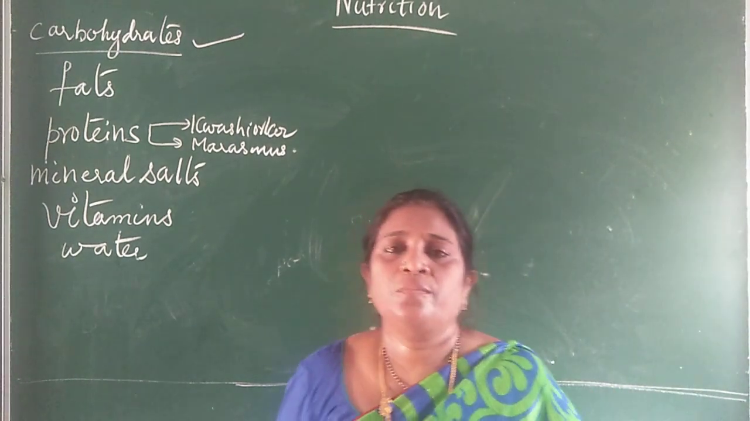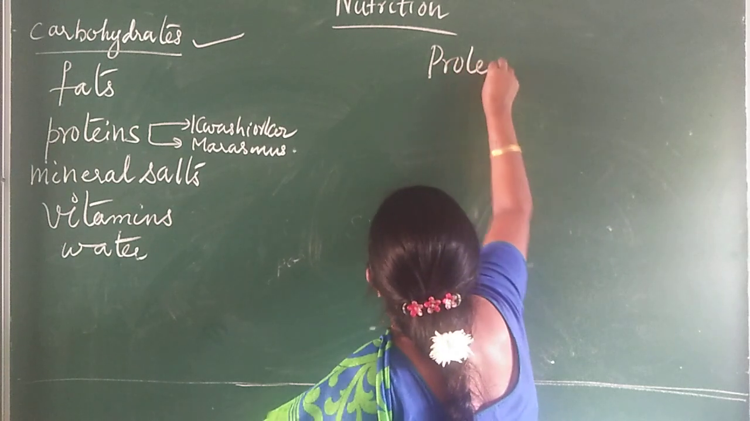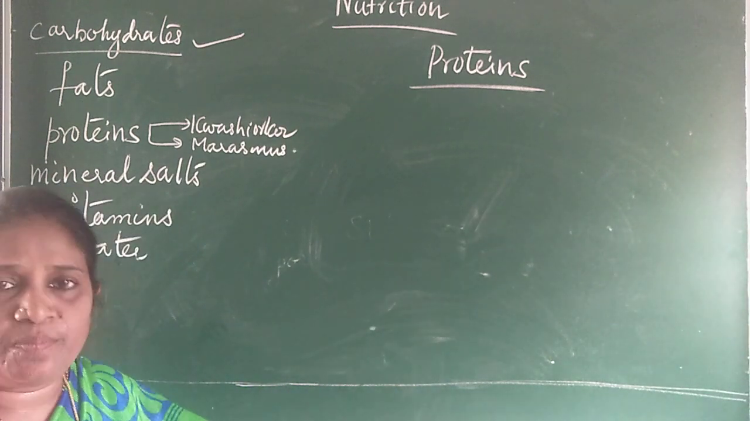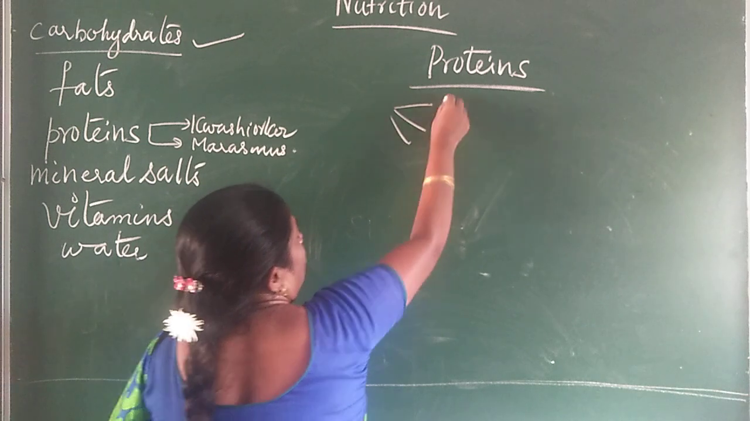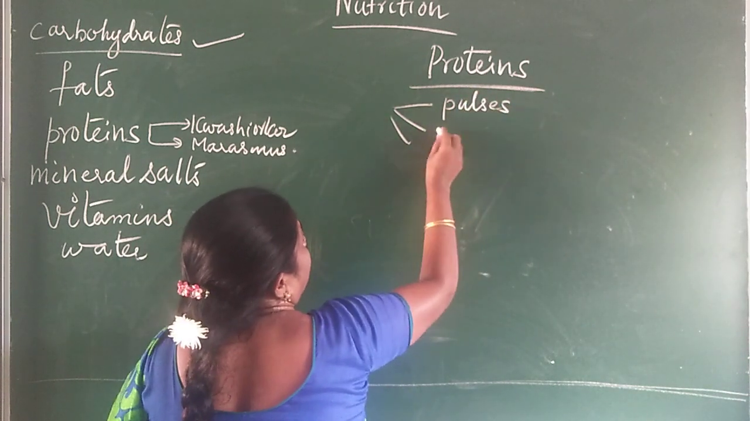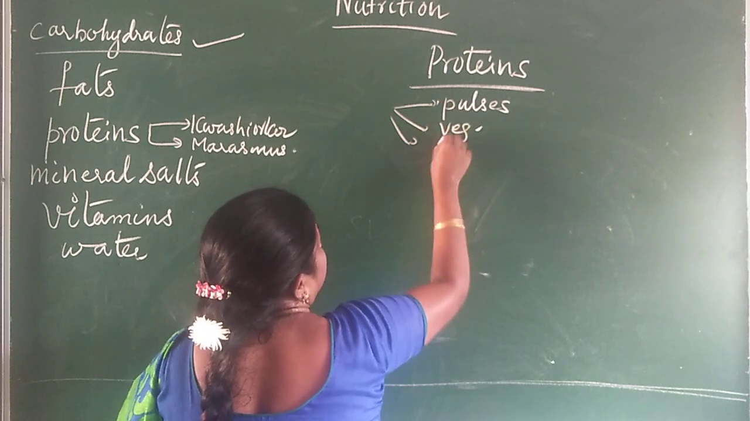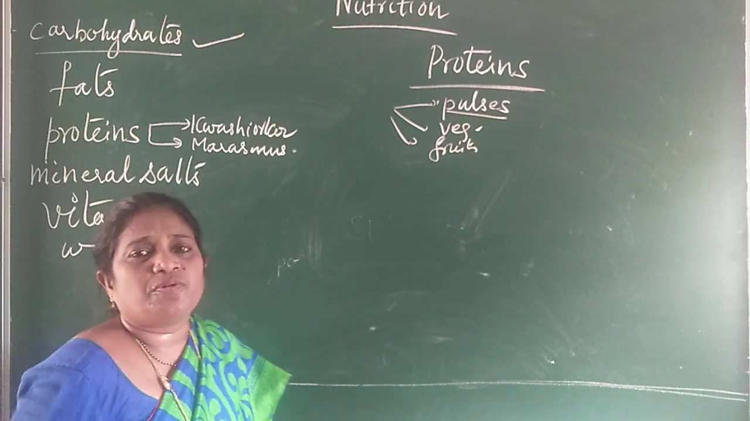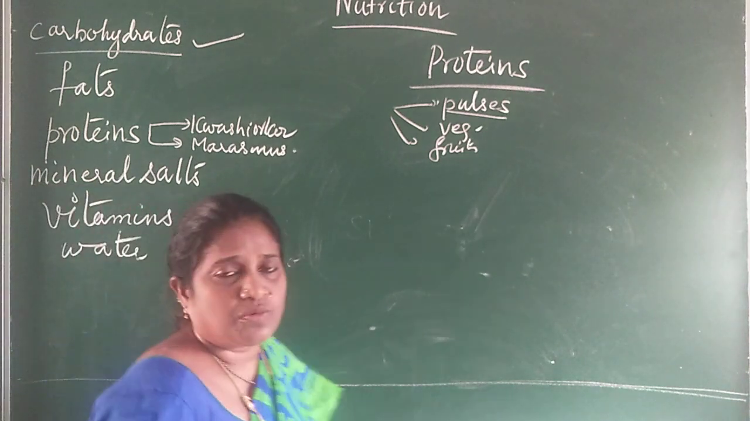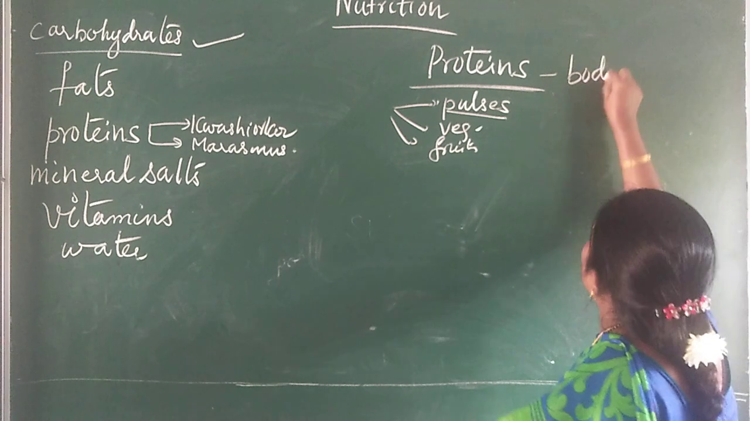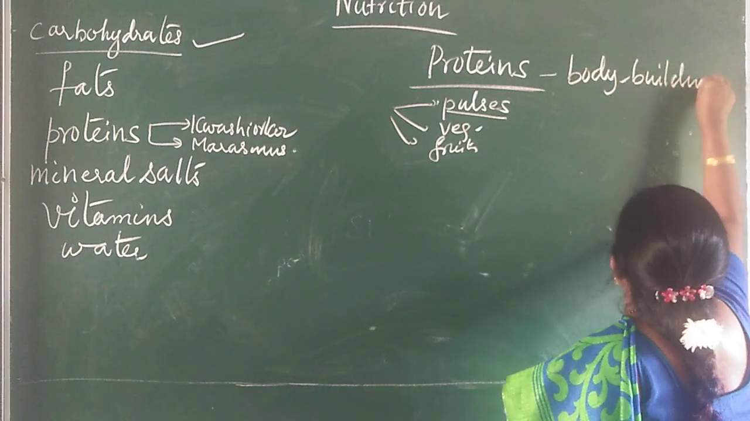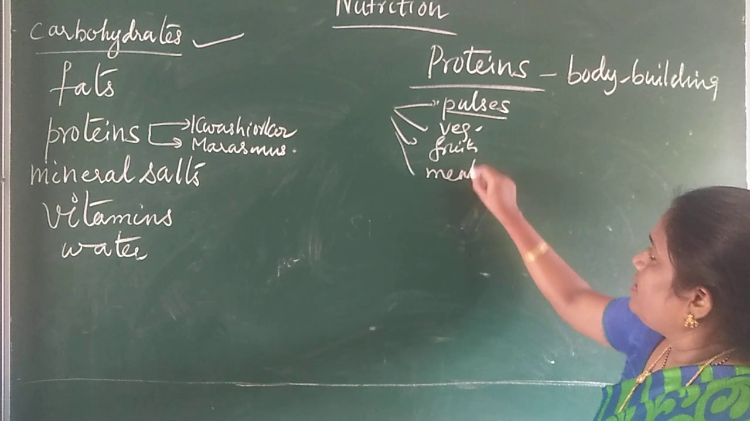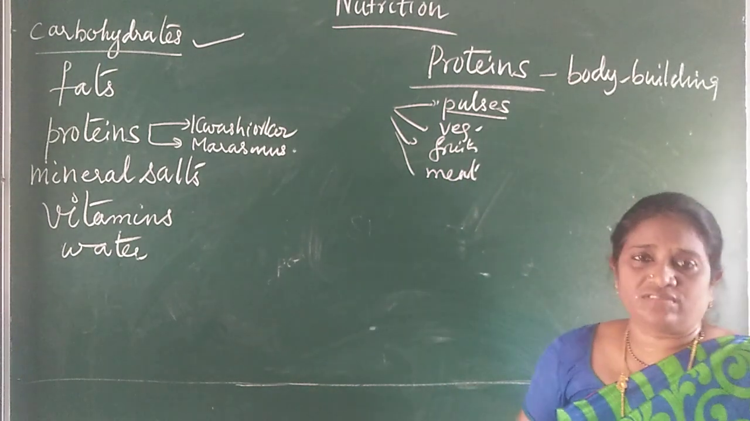Next important nutrients are proteins. Children, what kind of foods are rich in proteins? Proteins are found in all kinds of pulses, and they are found in vegetables and fruits, mainly pulses. So these proteins are body building foods. Proteins are found even in meat, egg, etc. So you have vegetarian sources and non-vegetarian sources.